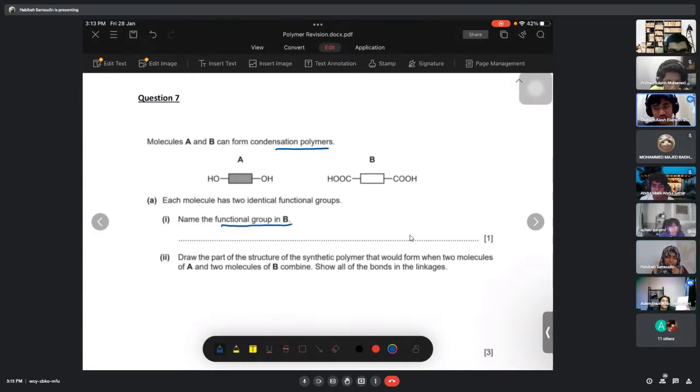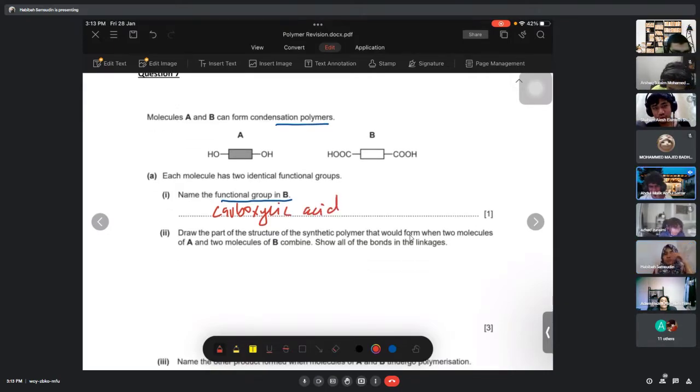Carboxyl group? Carboxylic acid. Is it wrong if I write carboxyl group? Wrong. Carboxyl is the name for this C double bond OOH. The question says name the functional group. The functional group is known as carboxylic acid, not carboxyl. Carboxyl group is correct, teacher. No, wrong. Functional group: carboxylic acid. It's alright. Okay, fine.